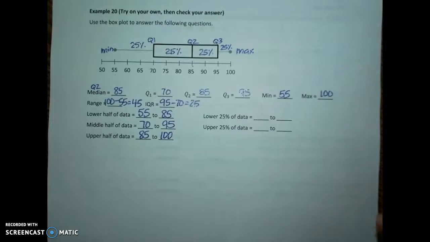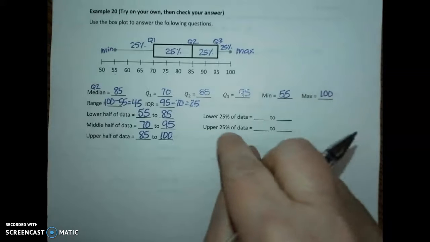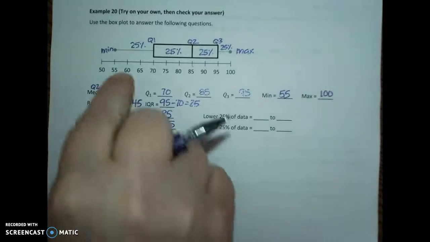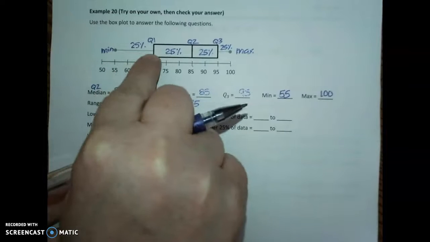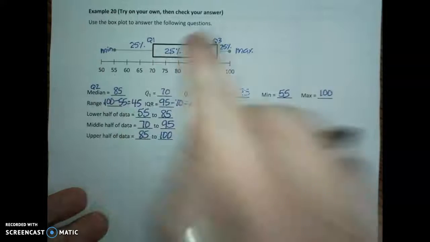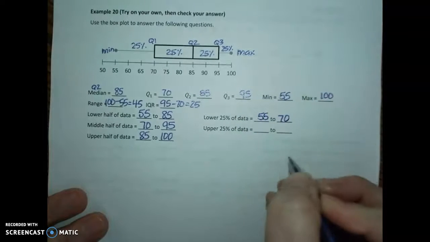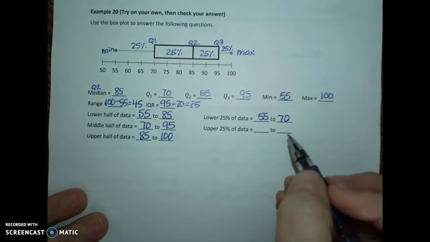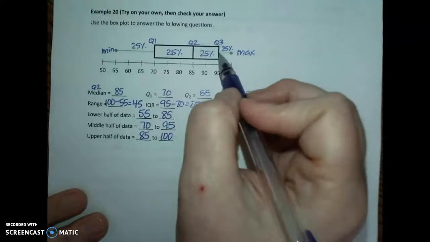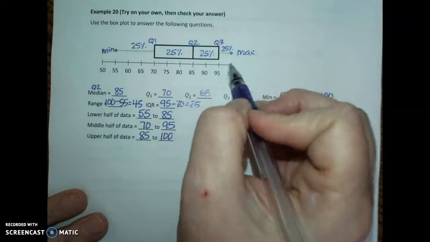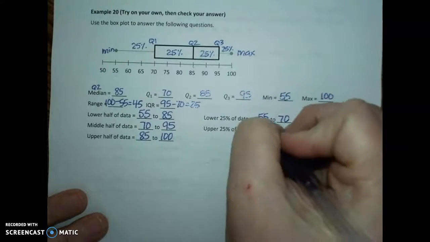And I have two last questions. The lower 25%. So that's the lowest 25%. So that's just talking about just this whisker. That's from 55 to 70. And then the upper 25% means the upper end of the data. So there's just 25% from 95 to 100.